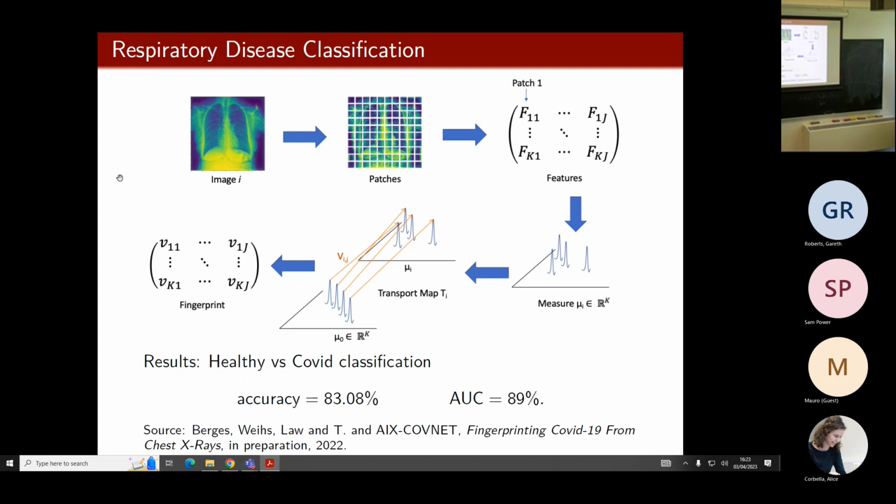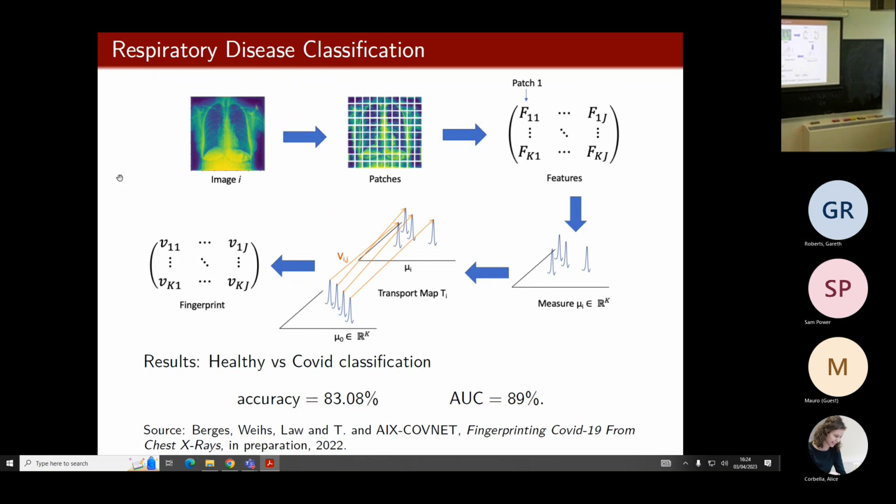Then we stack all these transport maps together, the map from each patch, and this gives us a very long vector, which corresponds to how things get moved around, that we can classify. This was done during the COVID pandemic, so we looked at whether we can calculate the difference between healthy and COVID patients, up to about 83% accuracy. I believe someone trained a neural network on the same data set, and I think we pretty much beat them, which is quite nice.